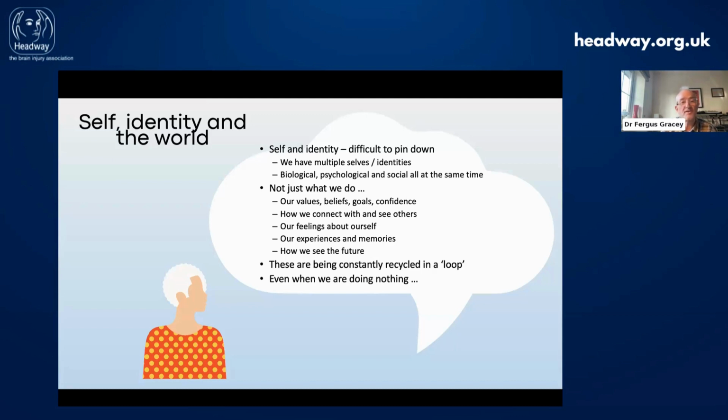So we have this network in the brain that involves frontal areas and memory areas in our temporal lobes, etc. That really is about recycling and thinking about ourselves. So it's constantly there in our brains, in our psychology, and in the situations that we're in. So that's my little whistle-stop tour of the psychology of identity.